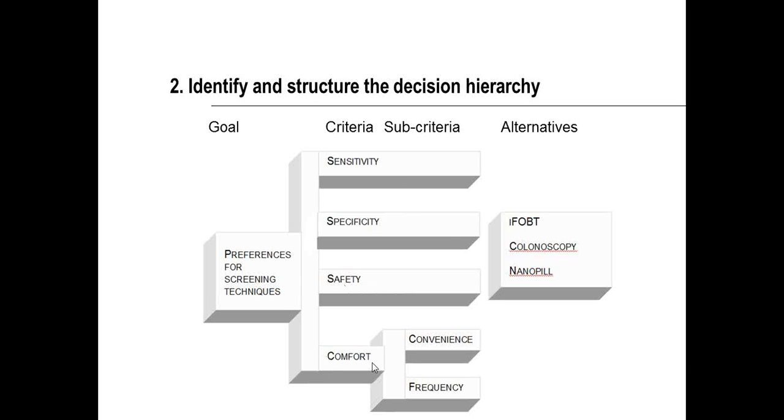And comfort is subdivided into 2 sub-criteria: the convenience during the test, but also the frequency, meaning how many years can be between 2 different tests. And this is the structure of the decision problem that they are using to support the decision on whether the nanopill is likely to have advantages over the current alternatives related to all these different criteria.